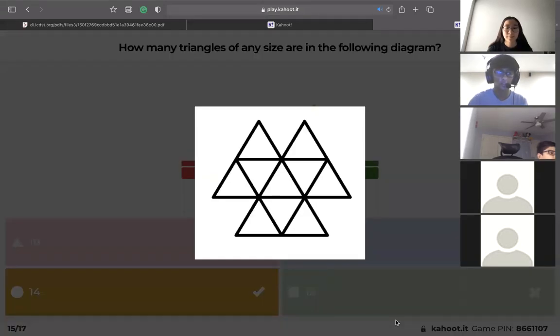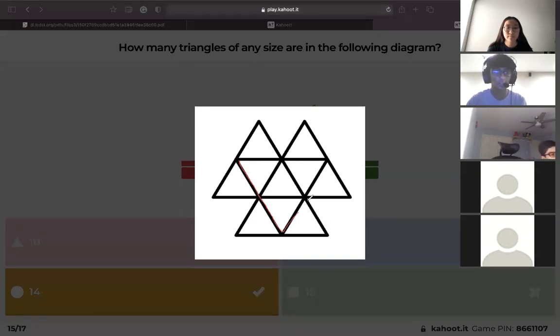Okay, so you guys did see the upside down triangle. Remember, the upside down triangle is the main one to see here. And there's going to be like 10 small ones and then 3 other ones with 4 triangles in them.